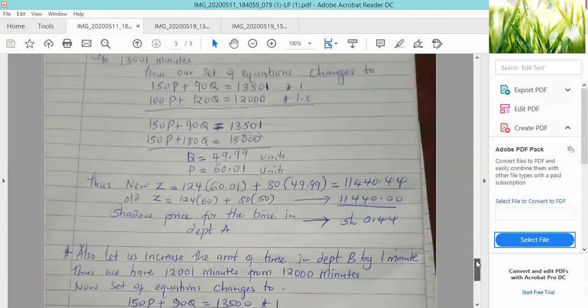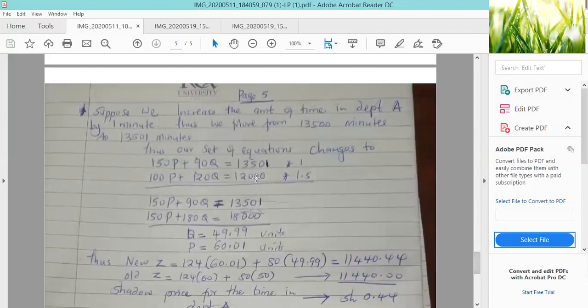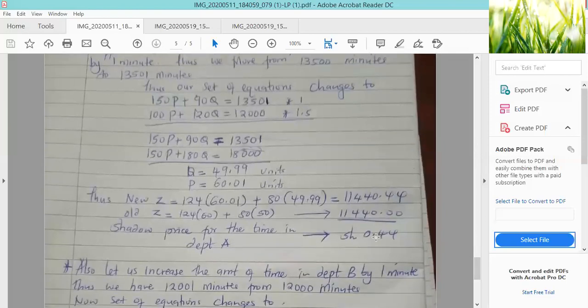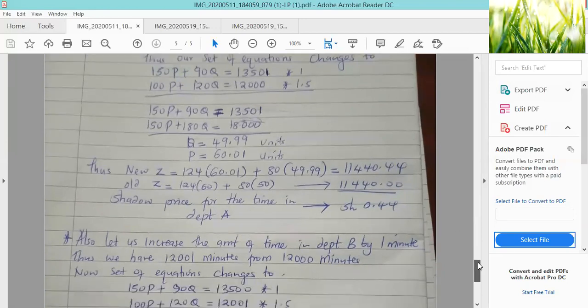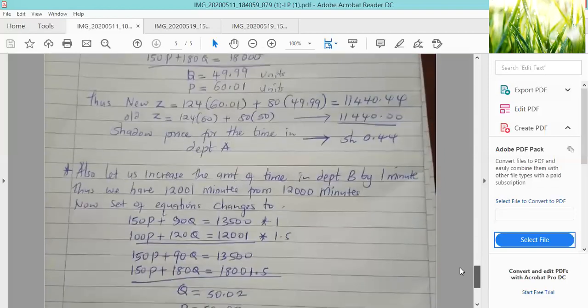What I've done is I've held the amount of time in Department B constant, which is still 12,000 minutes. For Department A, I've increased it by just 1 minute and I've worked out the values of P and Q. Substituting them in my equation Z, I find the new value of Z. Then I subtract the old value, which gives me the shadow price per minute in Department A. The same you can do for Department B.